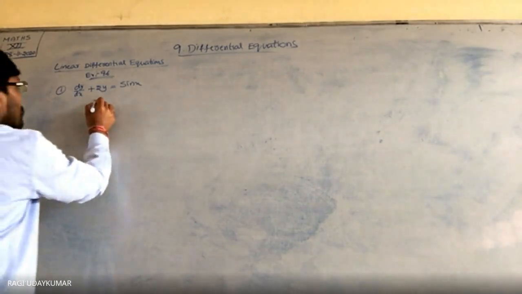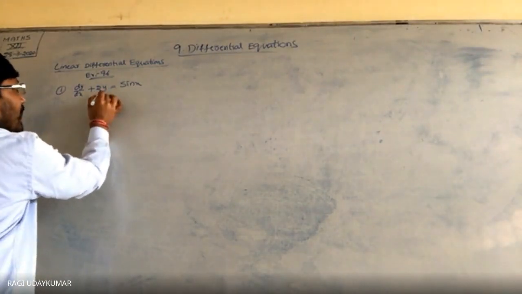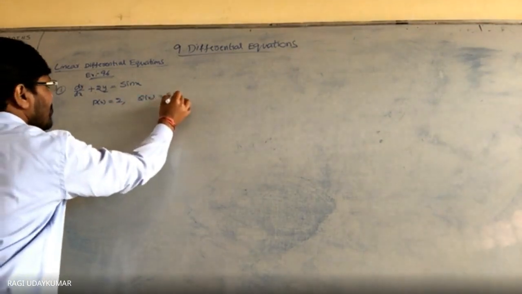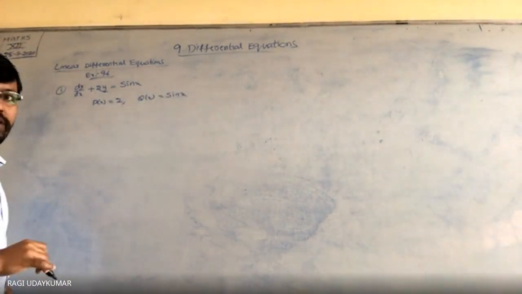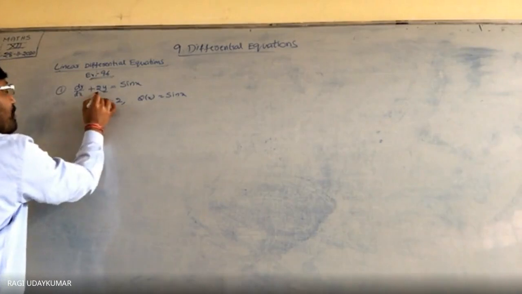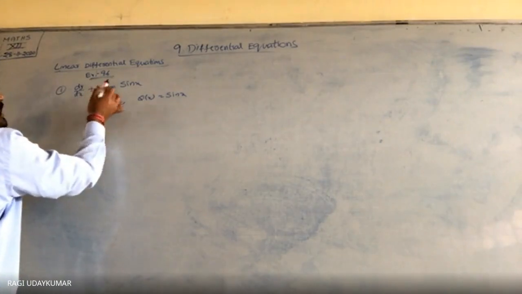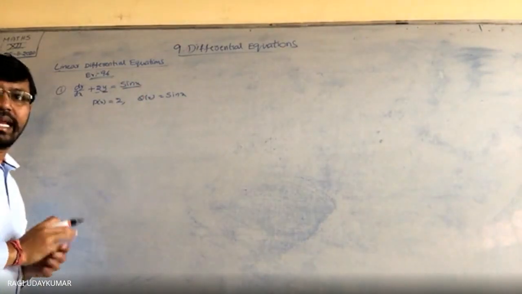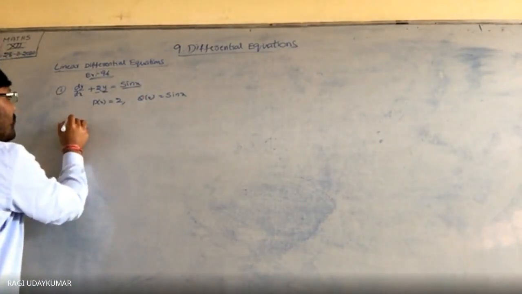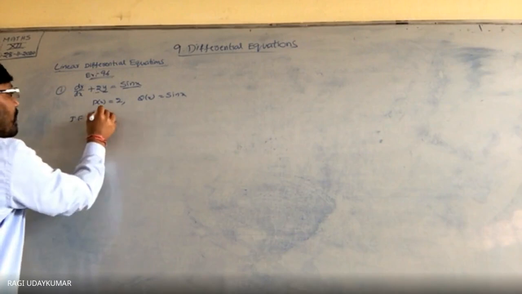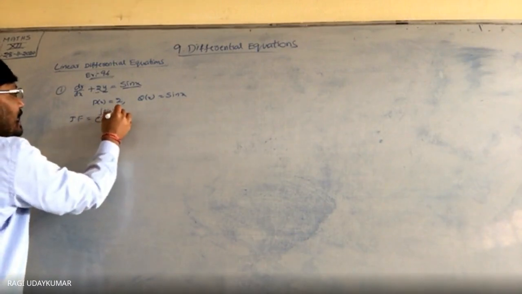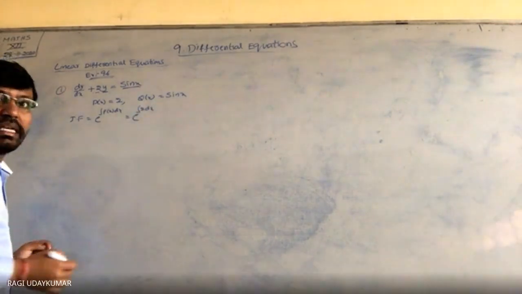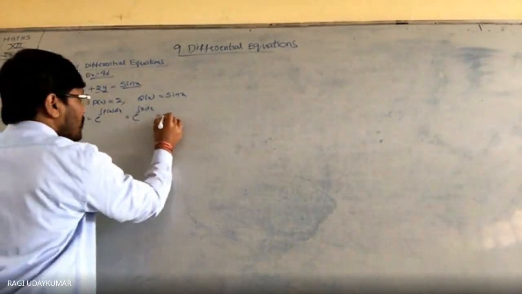Here what is p of x? p of x is equals to 2, a constant. And q of x is equals to sin x. In dy by dx plus p of x into y, the coefficient of y is p of x, and the other is q of x. Now find the integrating factor. So integrating factor is equals to e power integration of p of x dx. So e power integration of 2 dx, which is equals to e power 2x.